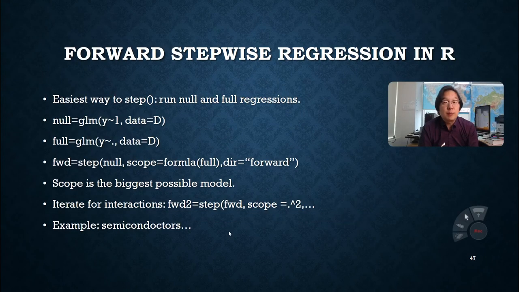And then forward stepwise regression, in R, the easiest way to use step() is to run null and full regressions, right? Null and full like this. And then forward will be like step(null, scope=formula(full), dir="forward"), direction is forward, okay? Not backward. Okay, scope is the biggest possible model. And then iterate for interactions. Yeah, forward two, stepwise forward two, and then stack like this. But this is out of scope, though, you don't need to worry about it.